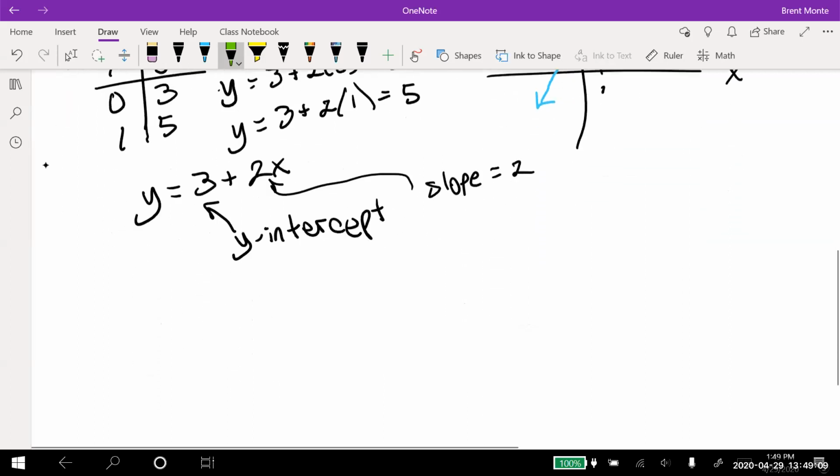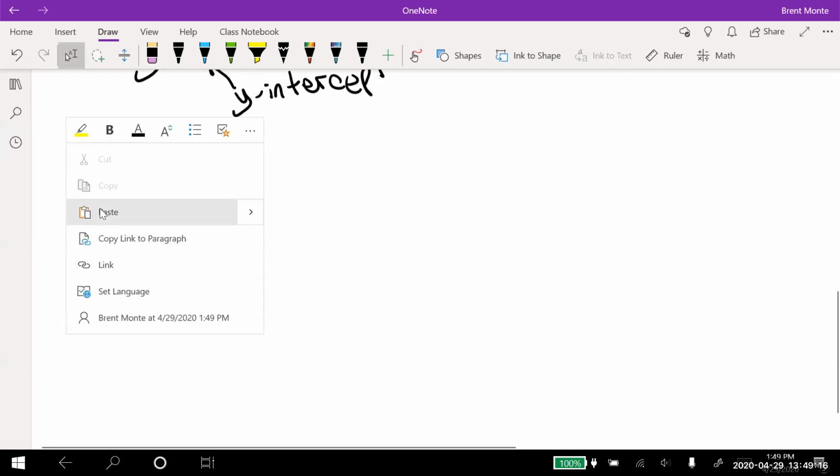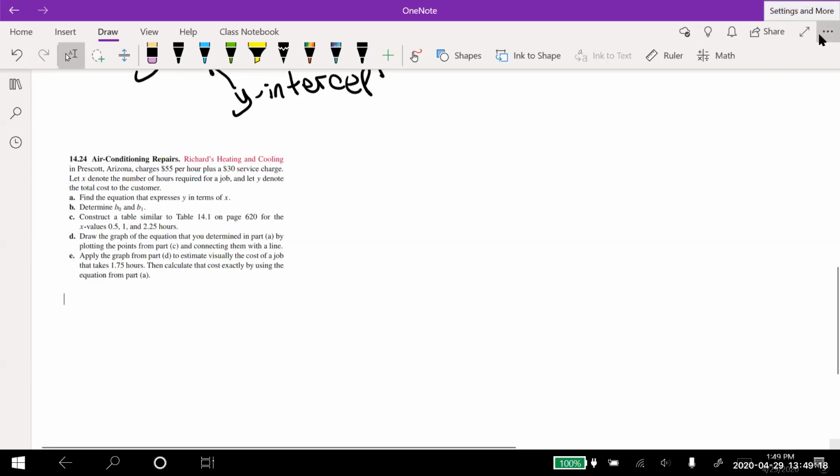I pulled a problem actually out of the book. Let's see if we can just paste it in or if I have to go find the problem. How about that? There's our problem. So it was problem 1424, air conditioning repairs it's called. And we'll just read it real quickly. Richard's Heating and Cooling in Prescott, Arizona charges $55 an hour plus a $30 service charge. Let X denote the number of hours required for a job and let Y denote the total cost to the customer. Find the equation that expresses Y in terms of X.